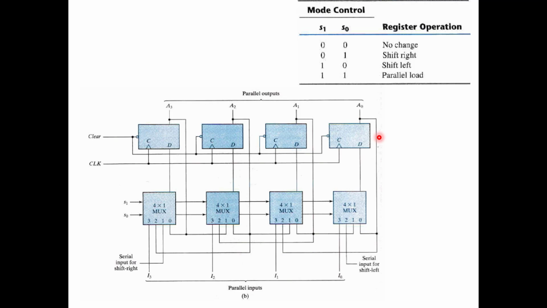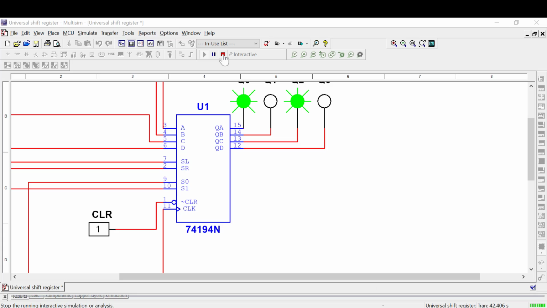So this way we are able to achieve parallel in, parallel out, serial in, serial out with left shifting and right shifting, and similarly serial in and parallel out is also possible, depending on how you take the output and at what clock cycle you take it. That decides your parallel output. This is the universal shift register. Now I am going to demonstrate the working of the universal shift register using simulation software.